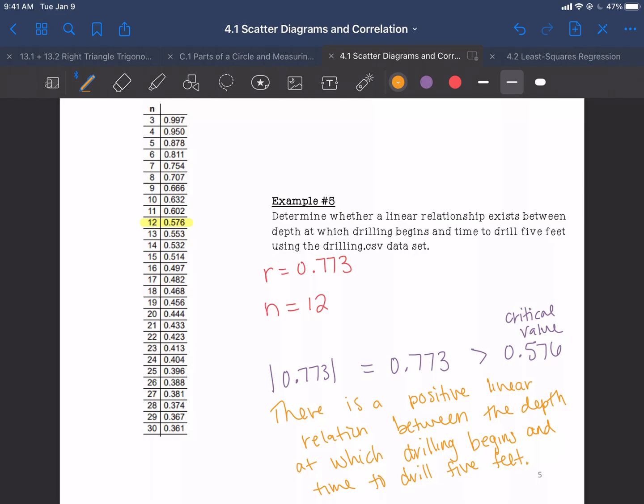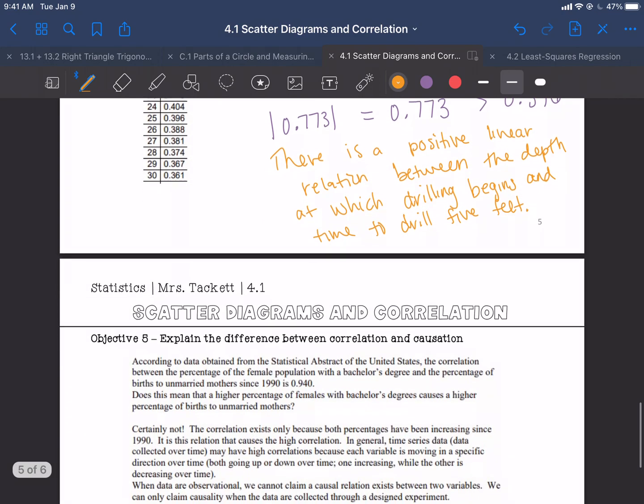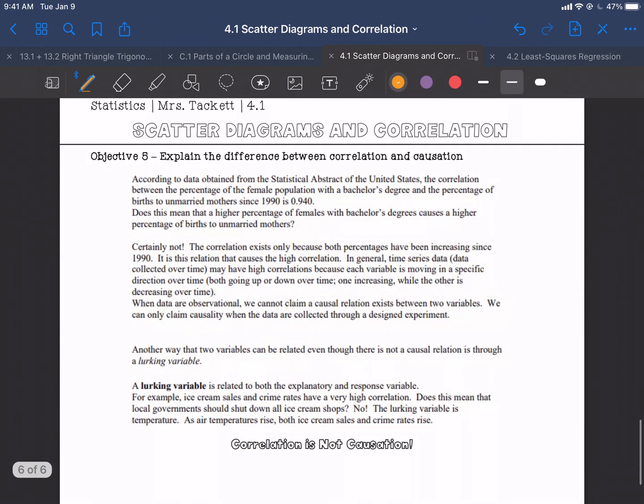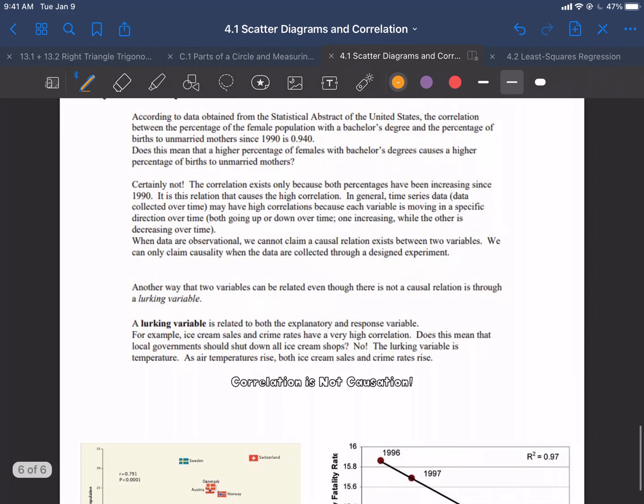All right. Moving on. Our last objective here is to explain the difference between correlation and causation. So we've touched on this before, but correlation between two variables does not mean causation. All right. So remember, there can be lurking variables behind why something is happening.